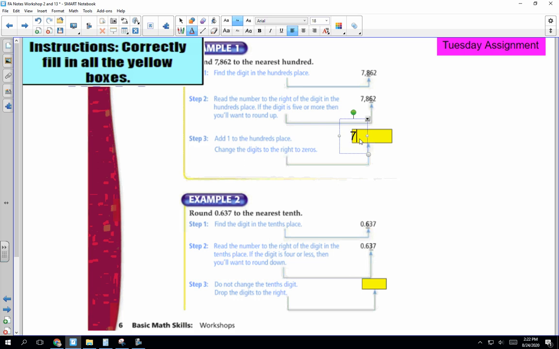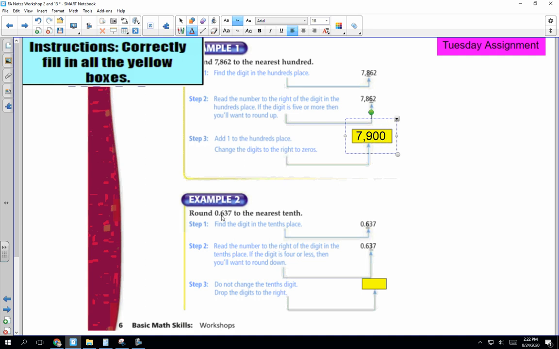So it's going to go 7, 9, 0, 0. And you want to think to yourself, this number, is it closer to 7,900 or 7,800? Which one is it closer to? That's the one we're going to round it to. So if you can't remember the 5 or more or 4 or less, just remember which one is it closer to, and that's where you want to get.